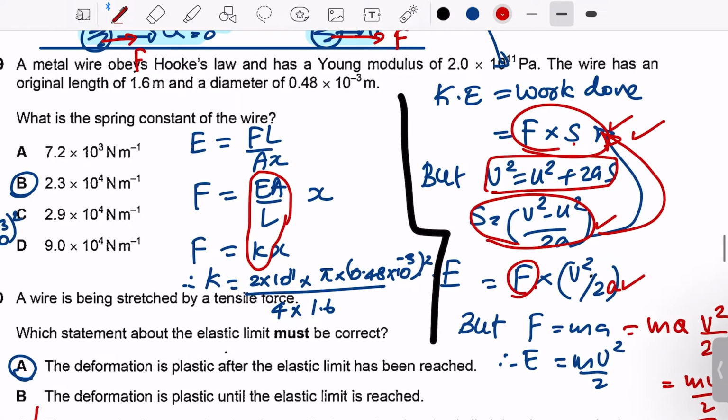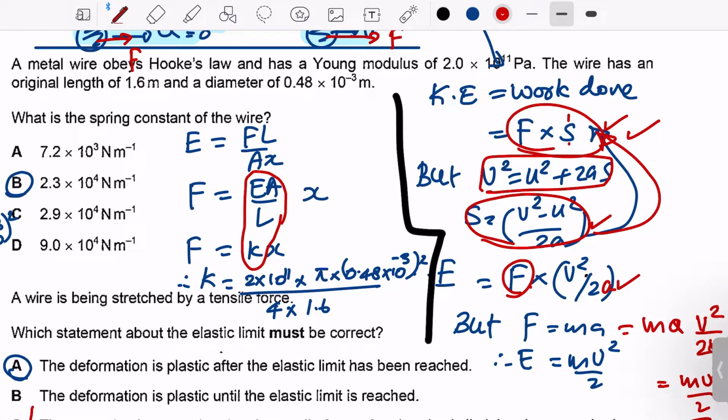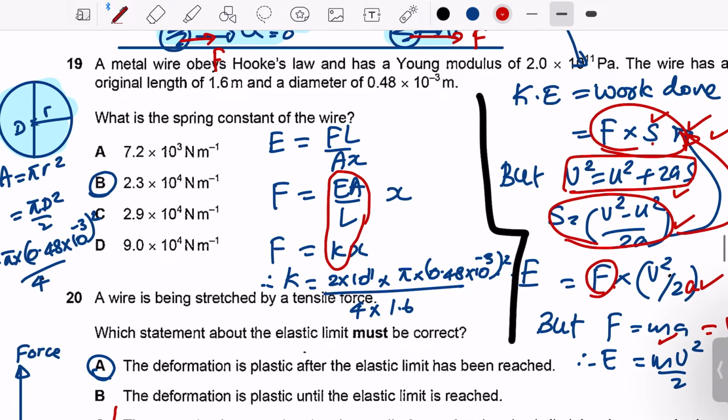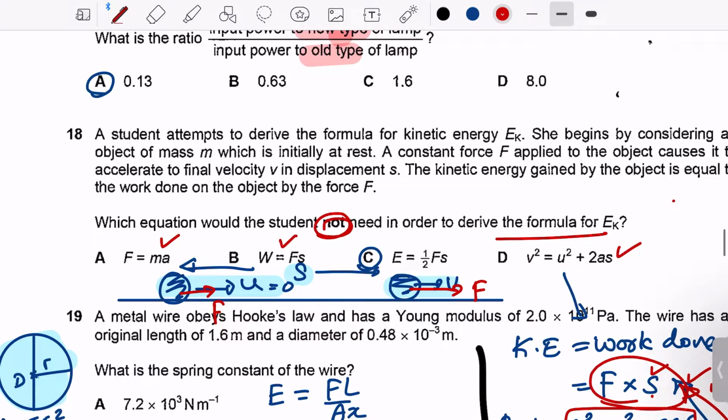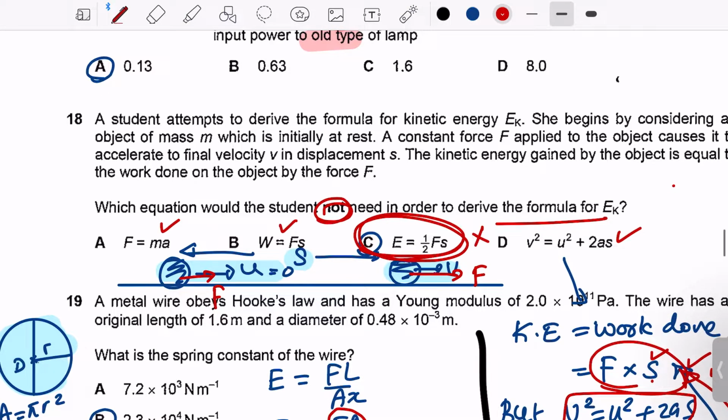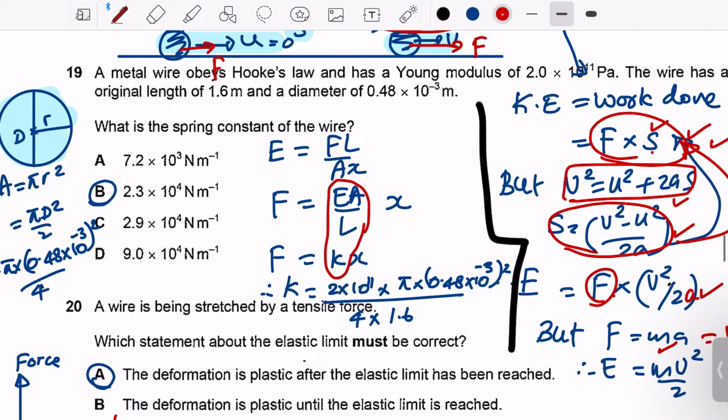So we have used work is force times distance, F equals ma, and v squared equals u squared plus 2as. Have a look. Only thing we have not used is this equation. This is for a spring or something. Anyway, this we never use for the derivation. So the answer for question 18 is C.